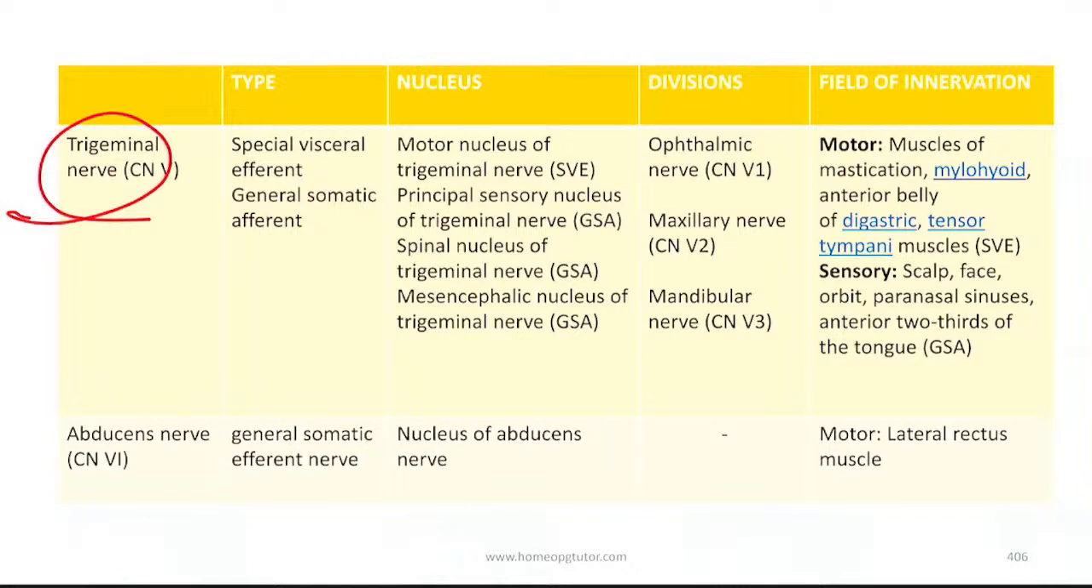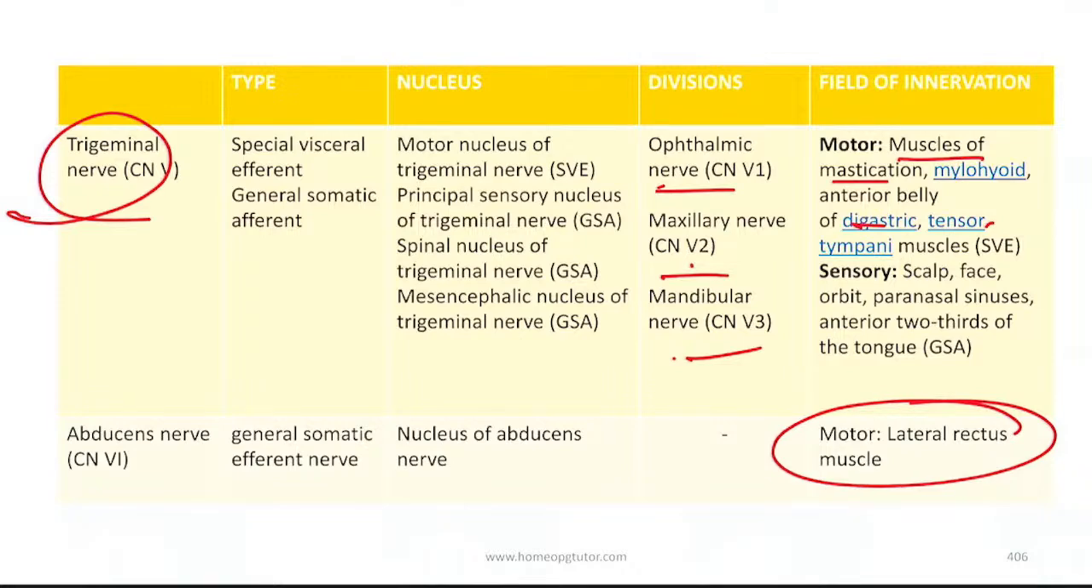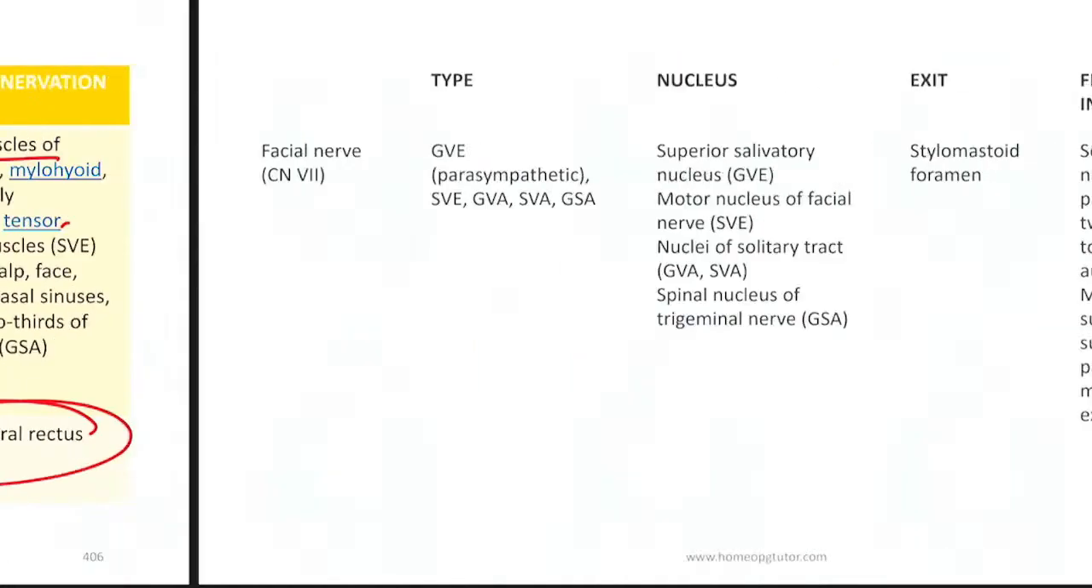It supplies the muscles of mastication. Also the digastric muscle, that is the anterior belly. Posterior belly is via the facial nerve. Then tensor tympani muscle. And also it has three branches, that is ophthalmic nerve, maxillary nerve, and mandibular nerve. And nuclei, it has three sensory nuclei and one motor nucleus. Abducens nerve, nothing much to remember, just remember the motor supply to lateral rectus muscle.